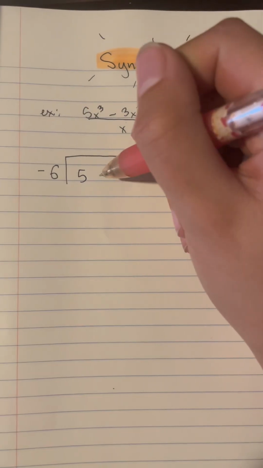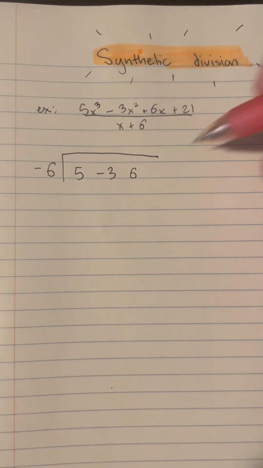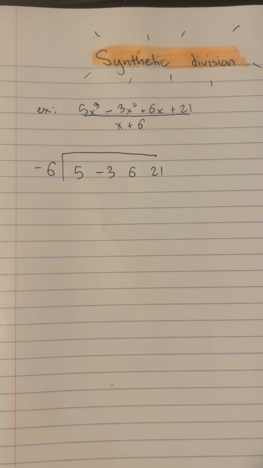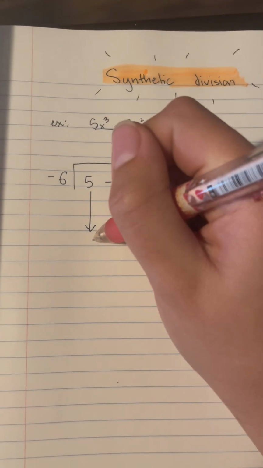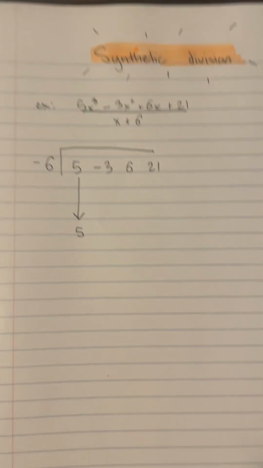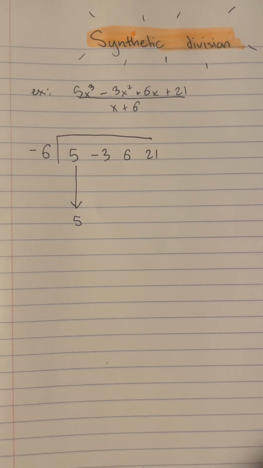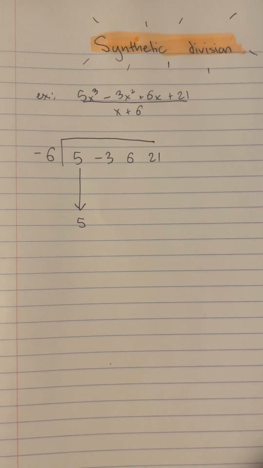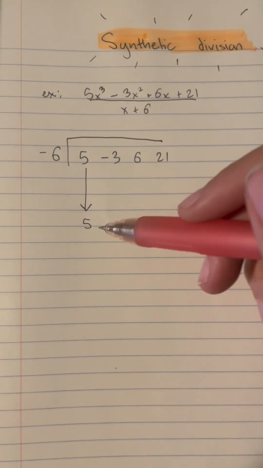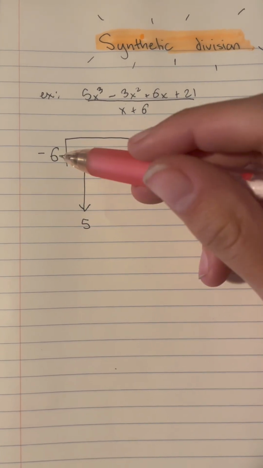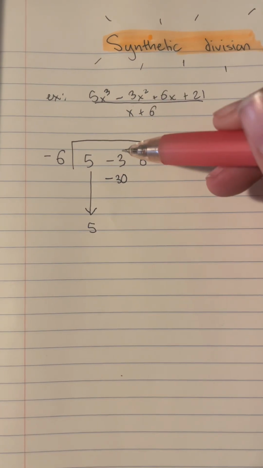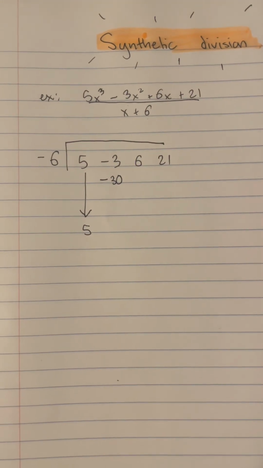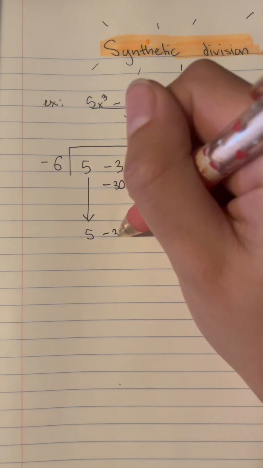So let's now write the coefficients down here. I have my 5, I have -3, I have 6, and I have 21. Your first step after this is to bring down your 5. 5 is just a direct copy of itself. Bring down your first coefficient, the leading coefficient. Next thing, multiply. 5 times -6 is -30. Place -30 here, and you're always just going to be adding the term on top of it. So -30 plus -3 gives us -33.